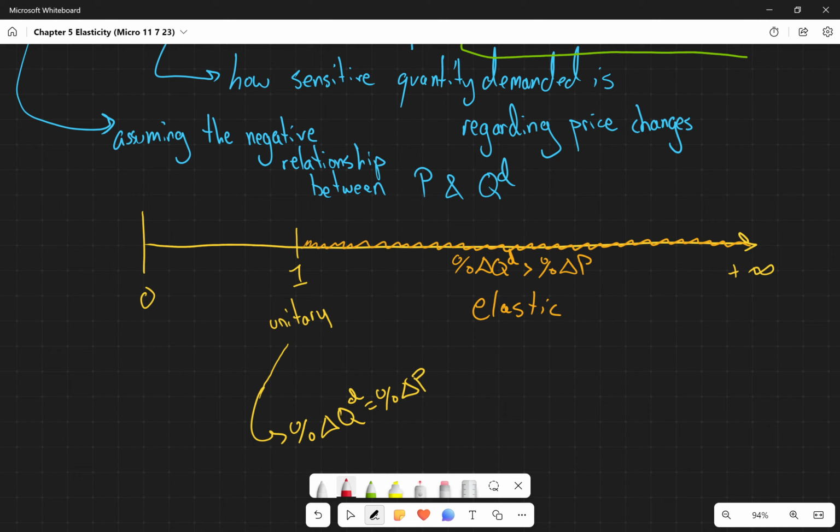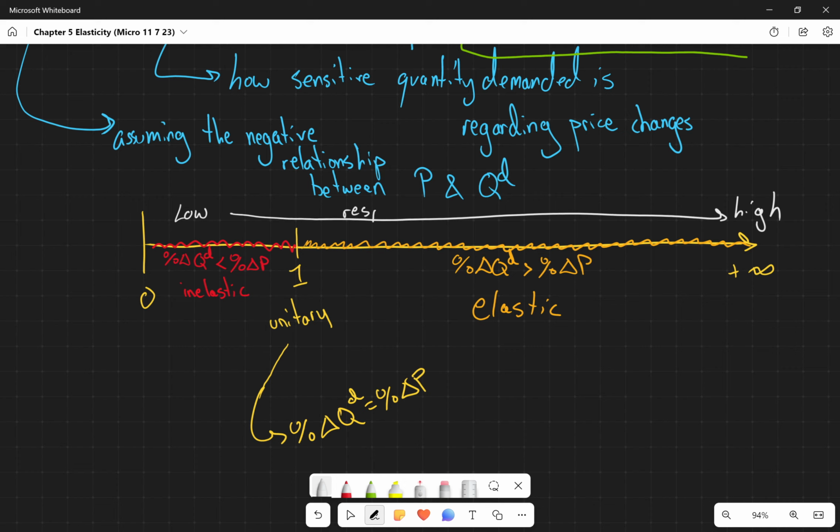Lastly, if we have a situation where the elasticity of demand is between 0 and 1, this is a situation where the percentage change in the quantity demanded is now less than the percentage change in the price. And this is what we call inelastic demand. In elastic demand, people are very responsive to changes in price, and in inelastic demand, people are not so responsive. Low responsiveness to price changes. Low to high in terms of responsiveness to price changes. Questions on this?